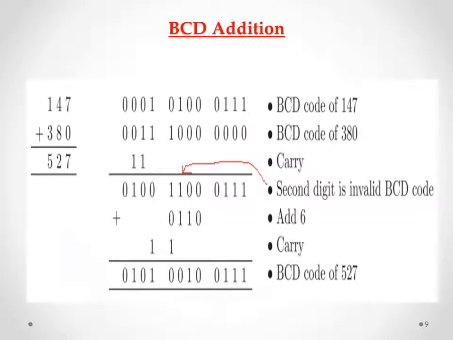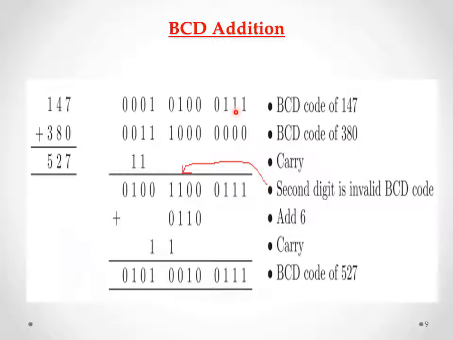In this example, 147 and 380 in decimal form, the answer is 527. Then let's see. First we are converting into binary form, then we are adding the values. So this is the BCD code of 147 and this is the BCD code of 380. Now we are adding these two starting at this point.